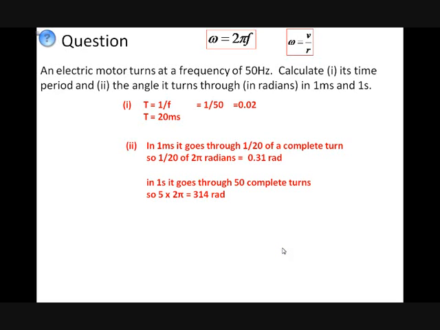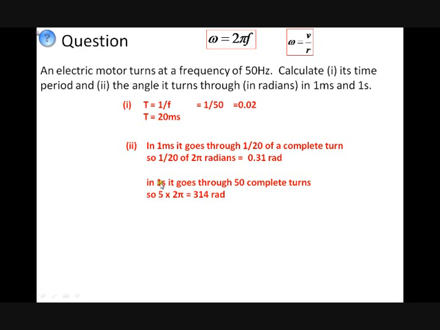Now, the second part's a little bit more complicated. In 1 millisecond, we need to work out how many turns it goes through. You know that the time period is only 20 milliseconds. So in 1 millisecond, it hasn't gone through a complete turn, far from it. It's only gone through a 20th of a turn, so a 20th of a circle. And remember, there are 2 pi radians. A 20th of 2 pi radians is about 0.31 radians.